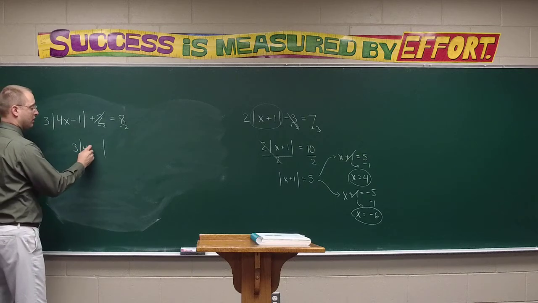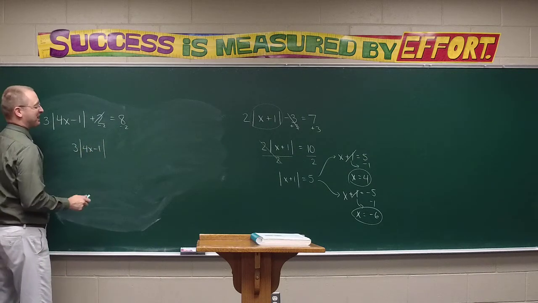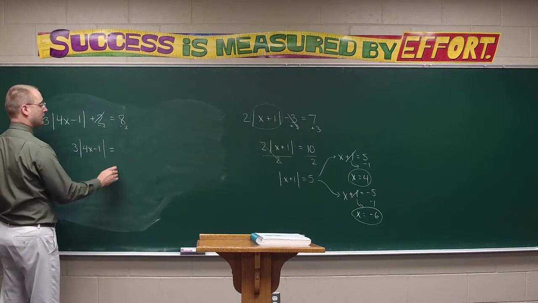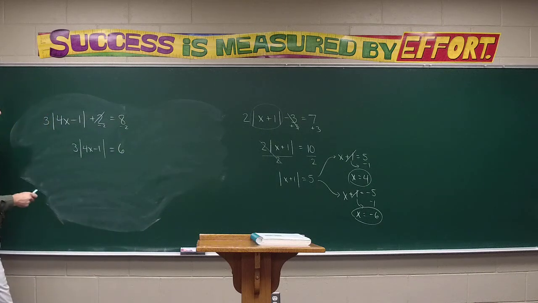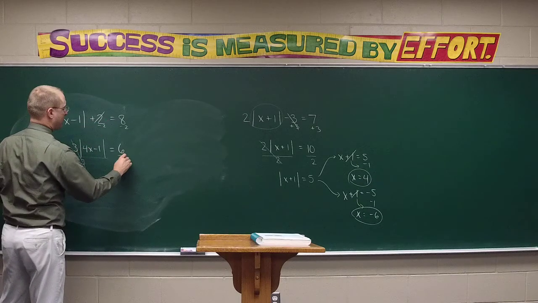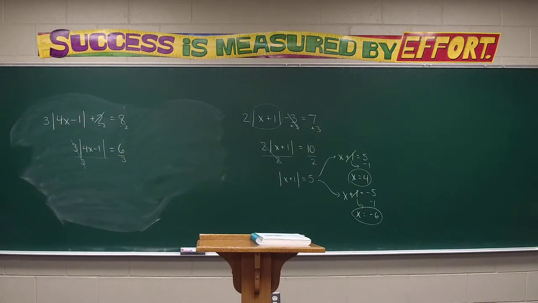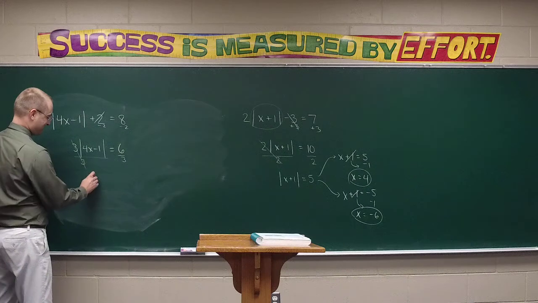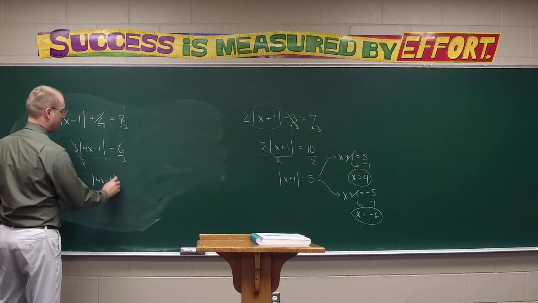the absolute value of 4x minus 1 equals 6. Good. And then I need to get rid of the 3 by dividing because it's being multiplied. So since this is being added, we subtract. Since this is being multiplied, we divide. We're just very contrary like that. Some of you do very well with this. And then what do we need to do next? Absolute value of 4x minus 1 equals 2.